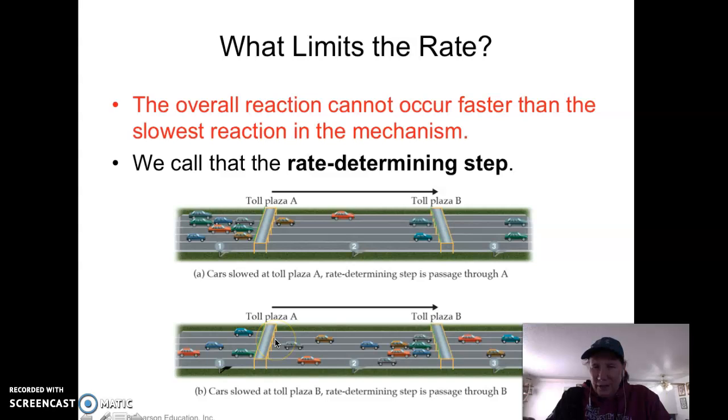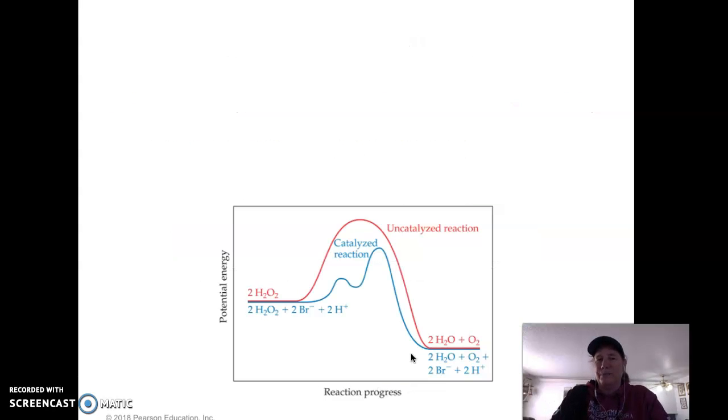Over here, we've got cars slowed down at A. So A is what determines the rate, because this is the slowest step. Here, they can't get through B. So A doesn't determine it, and again, we're going to relate these to K's, they're constants. B is going to be the one that determines the activation energy, because this is the slowest step. Whenever you're trying to figure out activation energy, there can be many steps, but the slowest step is the one that determines the rate.